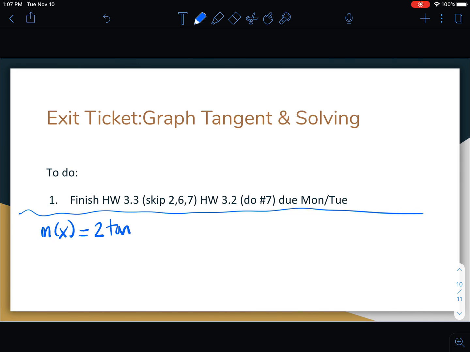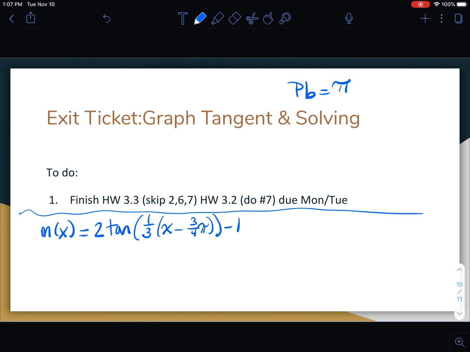So m of x equals 2 tangent of 1/3 x. Just going to have a little more going on and a little messier fractions. And let's see what we can do here. Now, again, if you want to try this, just pause it, try it. You can always check it on Desmos or check it with me, obviously.